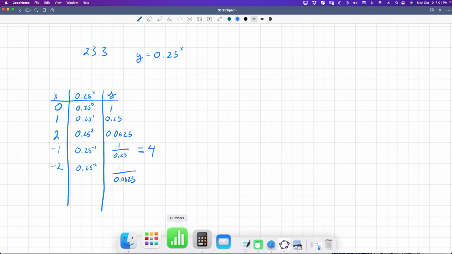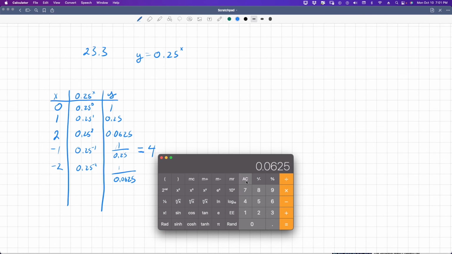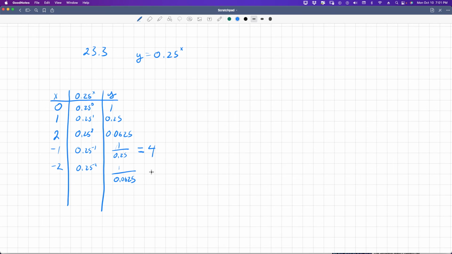And if we have, let's pull up a calculator, 1 divided by 0.0625, that's 16. So that is going to be 16 is the value here. So I just did not finish this right here. I got it to a certain point, but then I didn't stop it. So that's what happens when you have a decimal in the denominator. And this ends up being a larger number. It should be -1 and 4, -2 and 16.